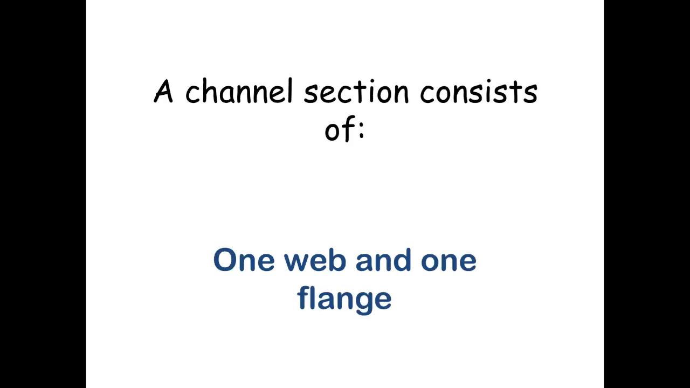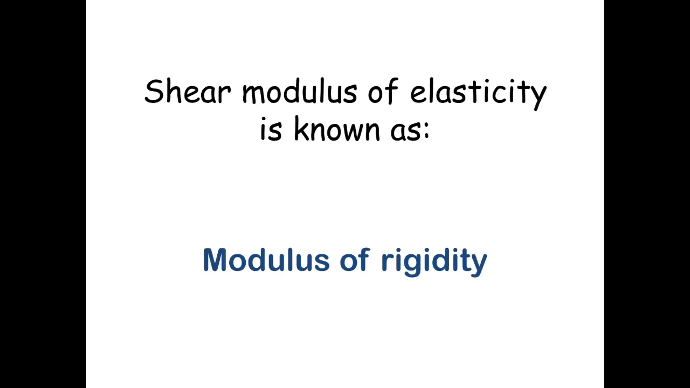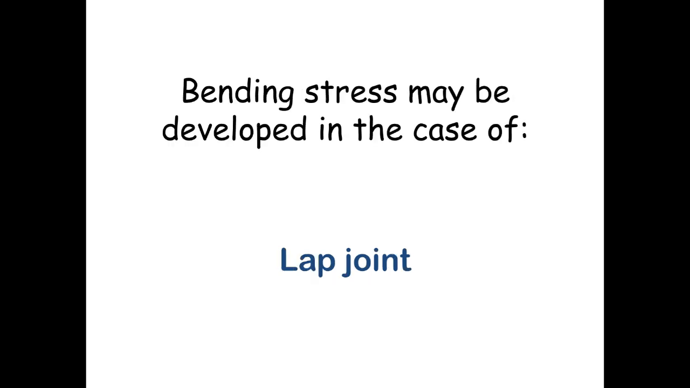A channel section consists of one web and one flange. The dead load doesn't change their position. Shear modulus of elasticity is known as modulus of rigidity. Bending stress may be developed in the case of lap joint.